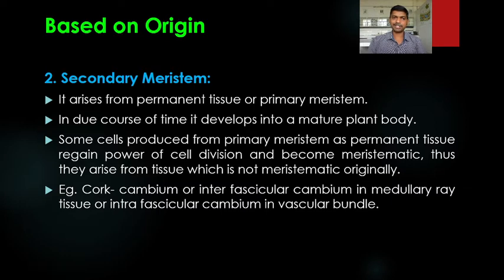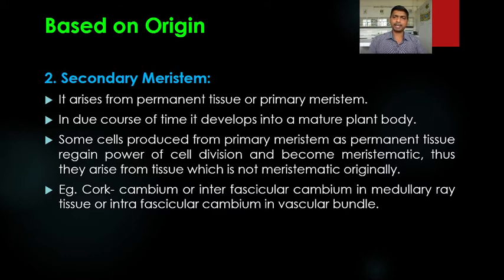As I previously said, the secondary meristem arises from permanent tissue or primary meristem. Some cells produced from primary meristem as permanent tissue regain the power of cell division. We are discussing the meristem, and these cells have the power of cell division. These cells are in a continuous state of cell division.